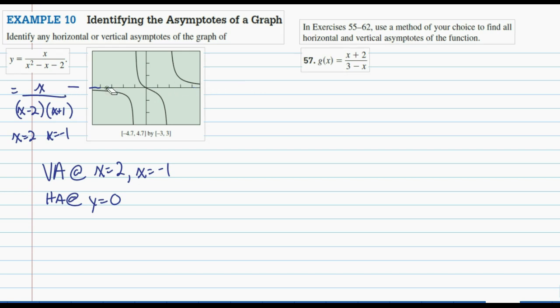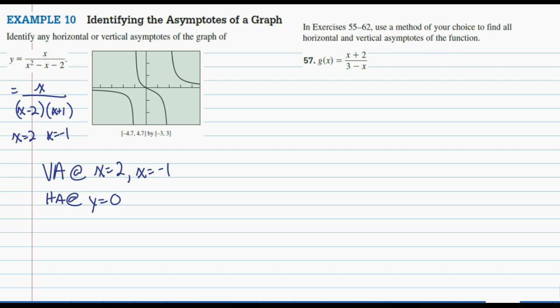Horizontal asymptotes are only a visual process at this point. There isn't a really good way for us to compare a numeric or algebraic answer, so you're going to have to rely on just what you see to determine horizontal asymptotes. The now try problem that goes with example 10 is number 57. Use a method of your choice to find all horizontal and vertical asymptotes of the function.